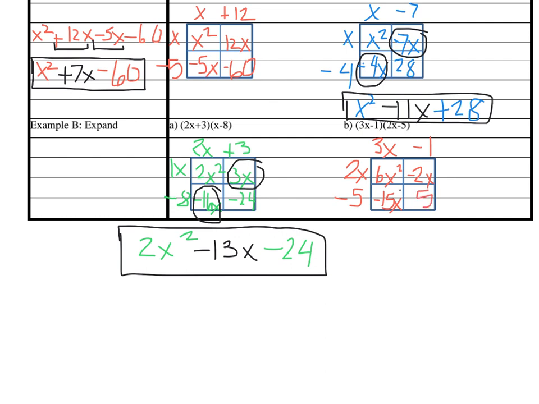We look for like terms, negative 15x, negative 2x. So that will give us negative 17x for our combined like terms. Then we have 6x squared, and it's a positive 5, so plus 5. And there we have expanded it.